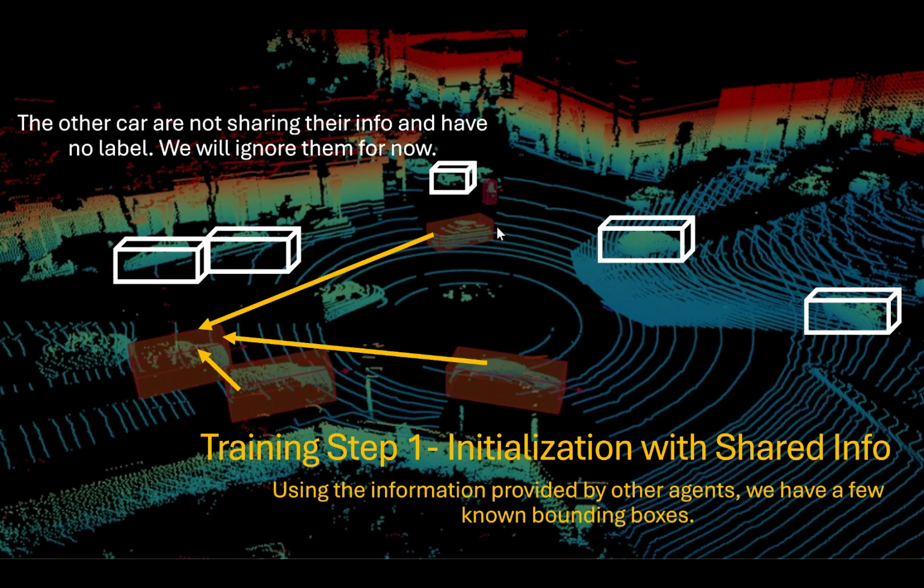So let's look at the method. Training step 1, initialization with shared info. As mentioned earlier, we have a few collaborating cars that will share their information with us. So we know their position, their orientation, their model, their dimension. So as a result, we know their bounding boxes. We will use these bounding boxes to train the first version of our model.